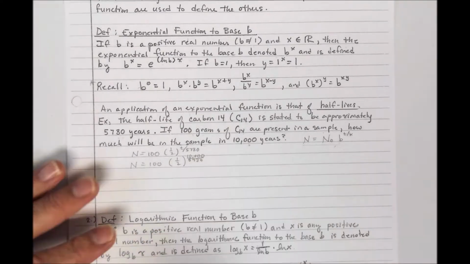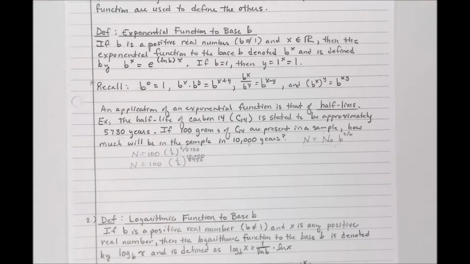So it's time to get Mr. Calculator out. Ah, here it is. Let me clear out what I had from before. So 100 times 0.5 raised to the 10,000 divided by 5730 power.